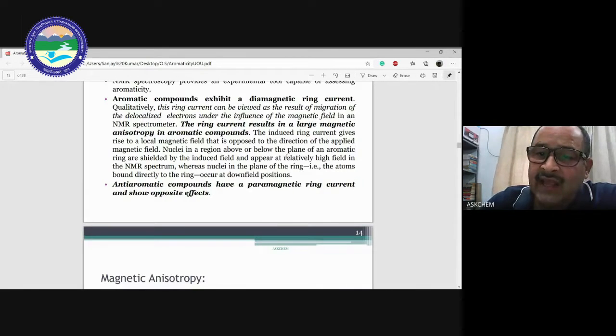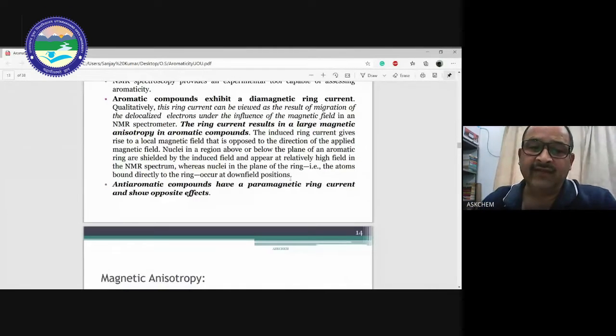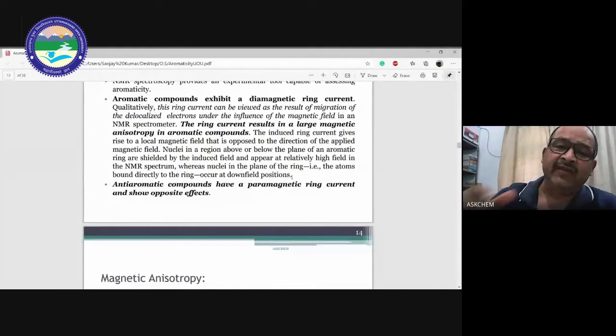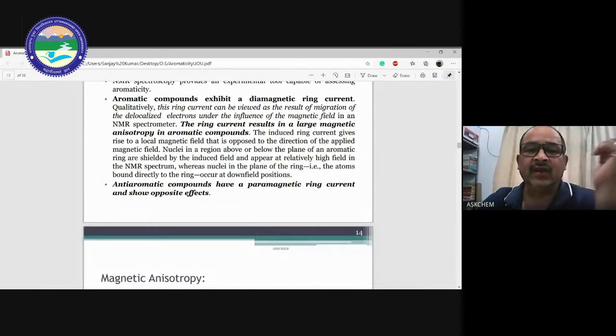Nuclei in a region above or below the plane of the aromatic ring are shielded, and these shielded nuclei absorb at high field in the NMR spectrum. Whereas nuclei in the plane of the ring, that is, the atoms bound directly to the ring, occur at downfield positions because they are in the deshielded zone. They gain the magnetic field very accurately as compared to the shielded region, and so their precessional frequency is quite high, they match the oscillator frequency very easily, and that's why they are observed at downfield.